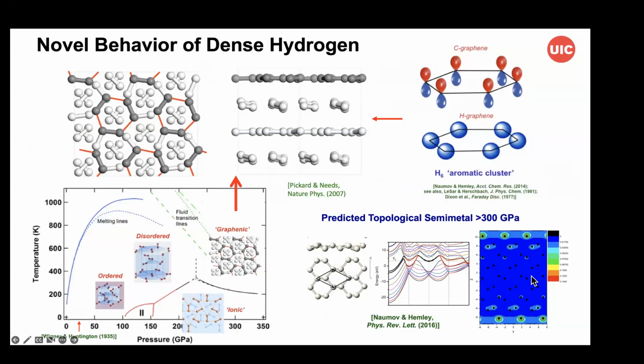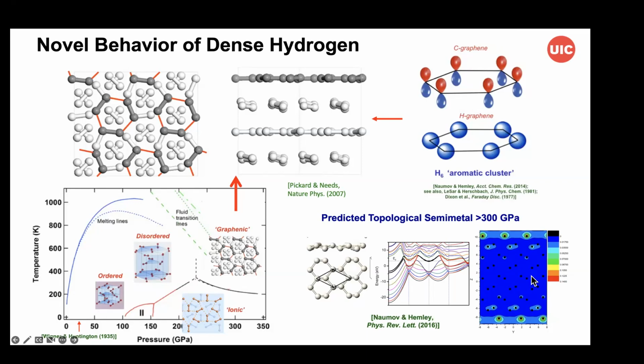A little bit about hydrogen, because it sets the stage for the work on the hydrides and the hydrogen-rich compounds. A phase diagram is shown here in the lower right, up to 350 GPa. This has been extended to much higher pressure, but it shows the marvelous physics that has been uncovered in just pure hydrogen over the years.